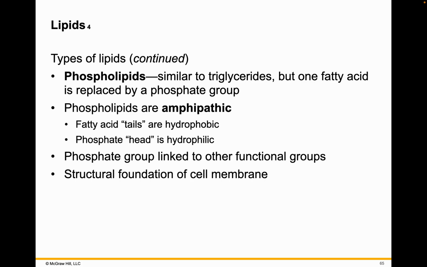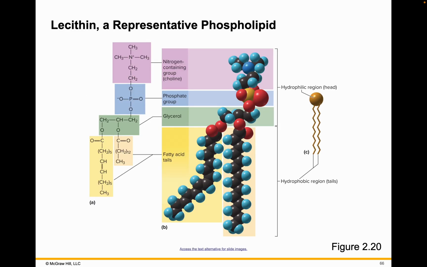Phospholipids are similar to triglycerides, but one of those fatty acids is replaced by a phosphate group. And that phosphate group makes this molecule amphipathic. They have a hydrophobic region and a hydrophilic region, a part that likes to be in water and a part that doesn't like to be in water. Phosphate groups can also be linked to other functional groups, and they are the structural foundation of cell membranes. So we have a hydrophilic phosphate group at one end and 2 hydrophobic tails at the other.